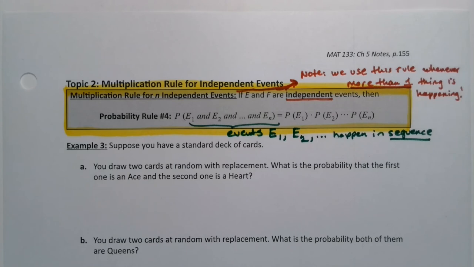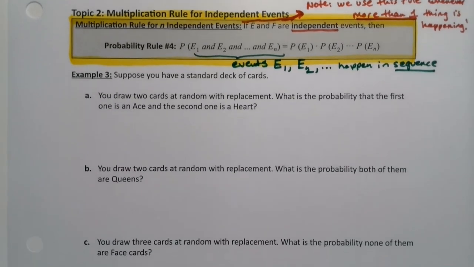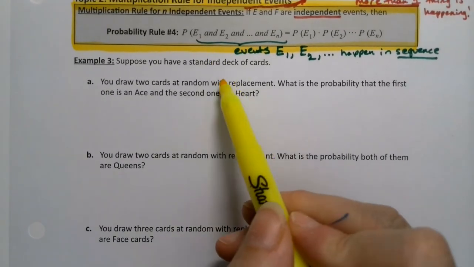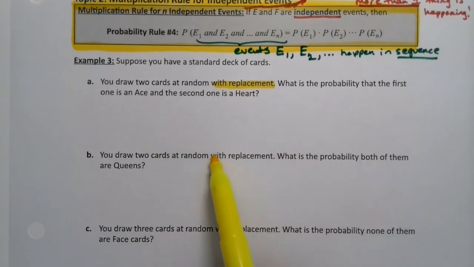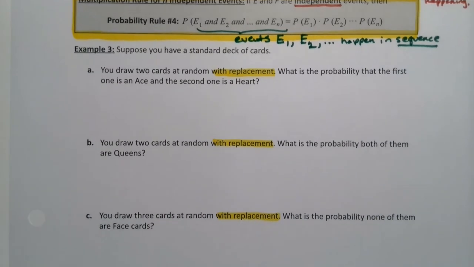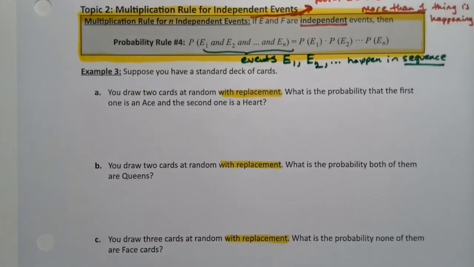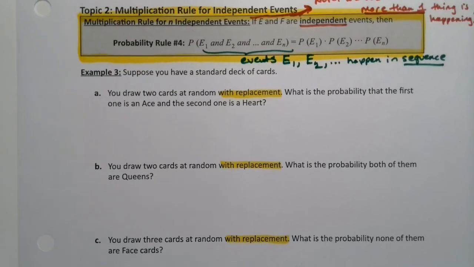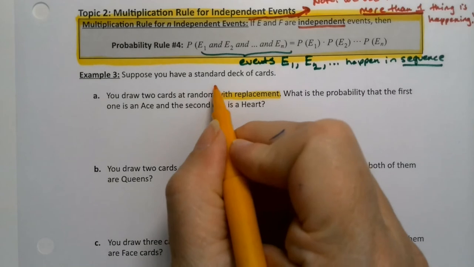All right, let's put this into action. Suppose we have a standard deck of cards. Now notice what I wrote for every one of these problems. I put a little "with replacement." I'm doing that because otherwise you are not in this section. You are in section 5.4. So all of them have with replacement because all of them have independence. So you can make a little note there.